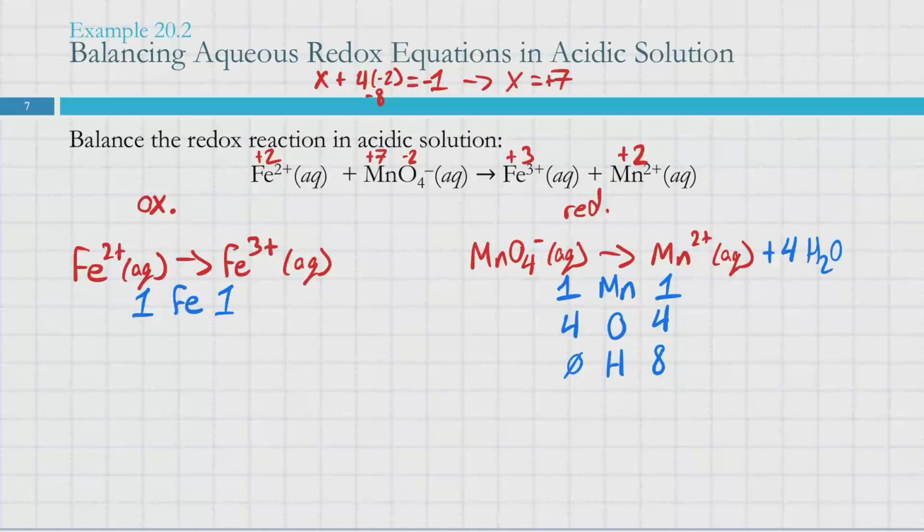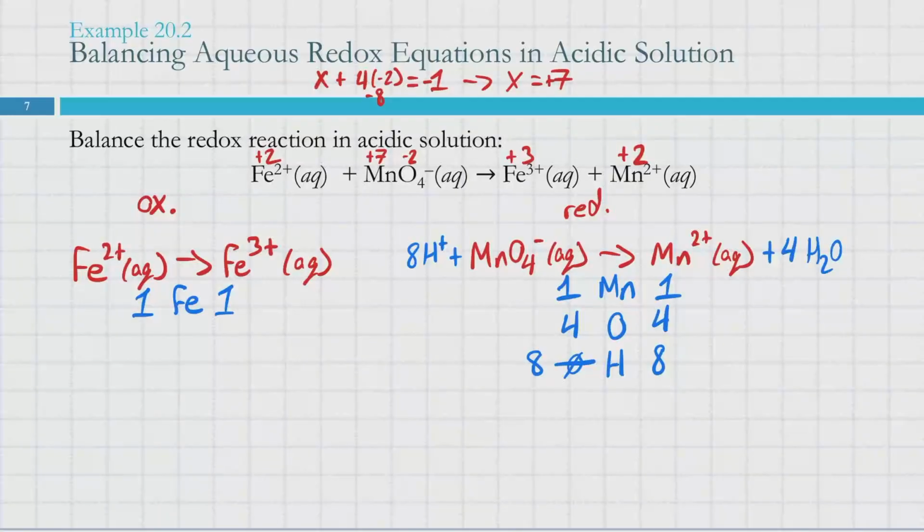We don't have any. But we're in acidic solution, and acidic means that we've got extra H plus floating around, which is super convenient for us because H plus will balance out our number of hydrogens. We need how many hydrogens? We need 8. So we're going to add 8 H plus, and now our hydrogens are balanced. Is there anything else we need to balance? Not for mass, right? We're done balancing for mass.